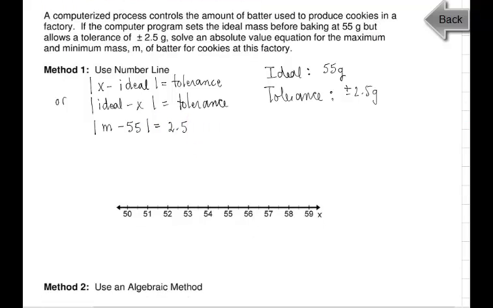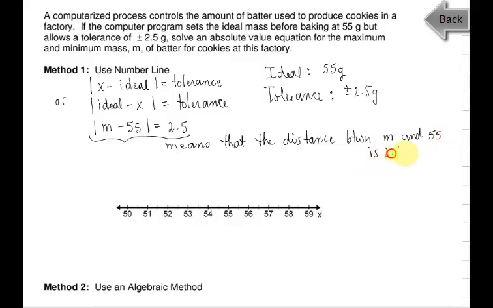All right, and remember the meaning of this equation, okay? This means that the distance between m and 55 is 2.5 units. Okay, so what we want to do then is to start by graphing our ideal on the graph.